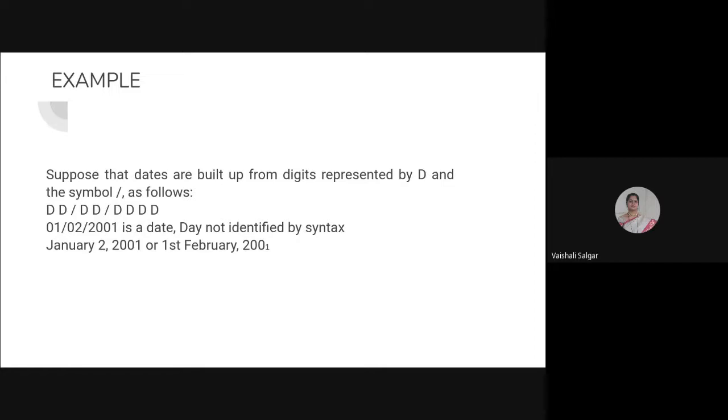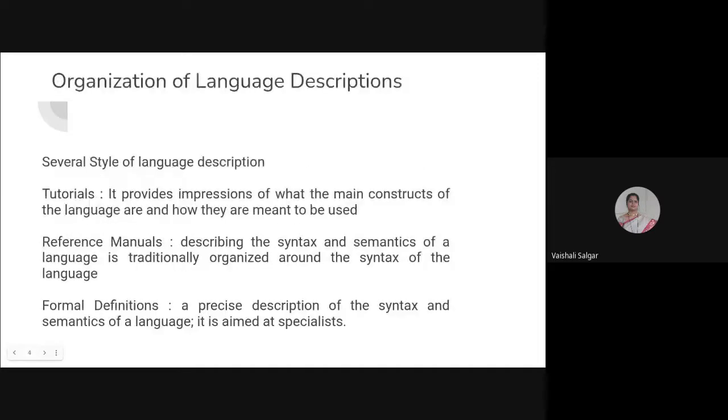But at the same time, from that particular date, we won't be able to identify which day of the week it is. Now, after that, I talked about the organization of the language description. We have already discussed the different styles of programming languages, that is, different paradigms. In order to support language description, we can have three types of styles. We can have a tutorial, which provides the main constructs of the language and how we can use them. So for that, tutorials are given.